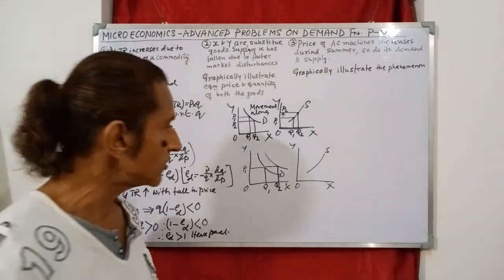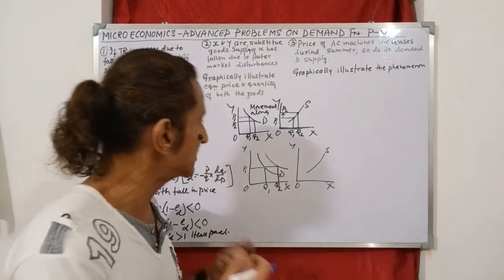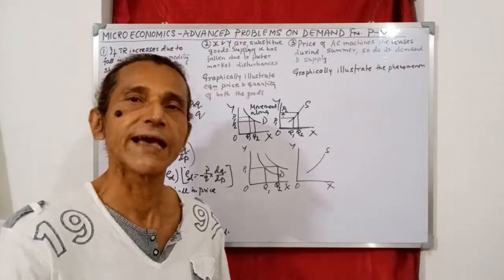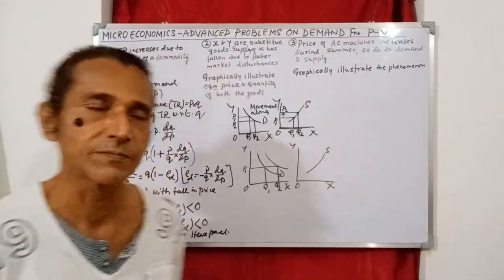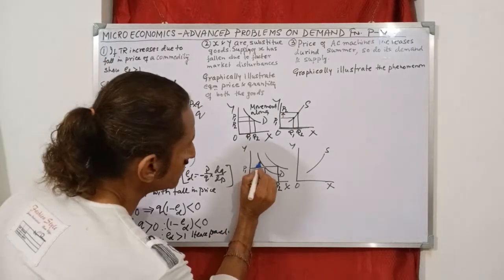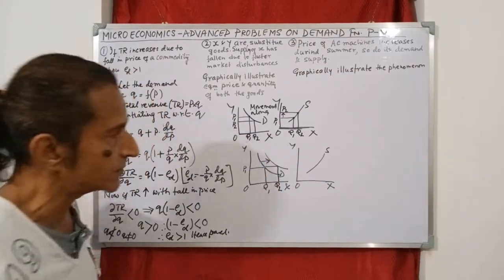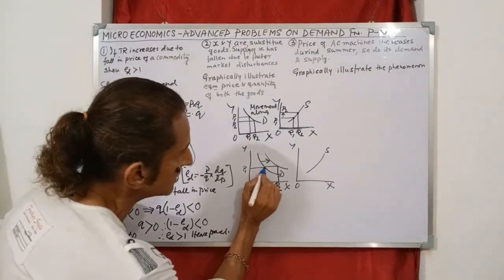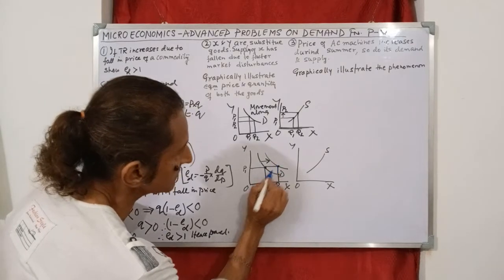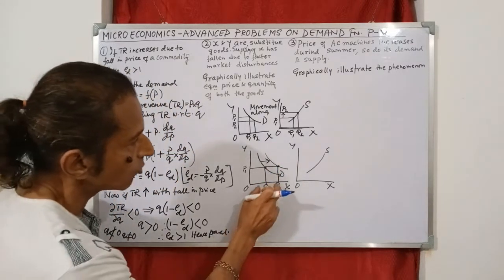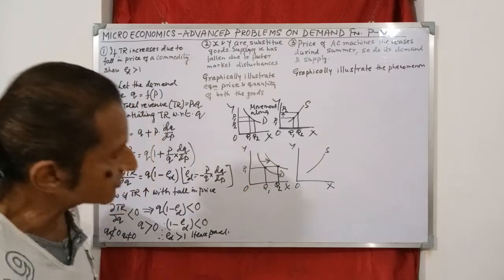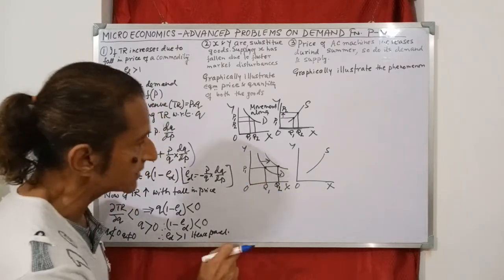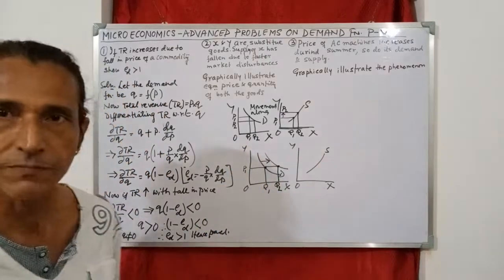Why? Because tea is now a scarce commodity in the market. This is a shift of the demand curve. That is, the consumer is jumping from this point to this point. He is purchasing OQ2 units. Previously he was purchasing OQ1 units at the same price OP1.